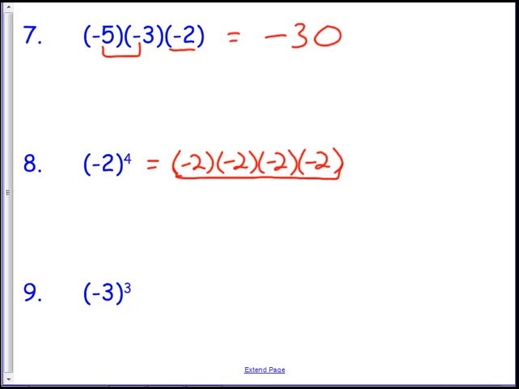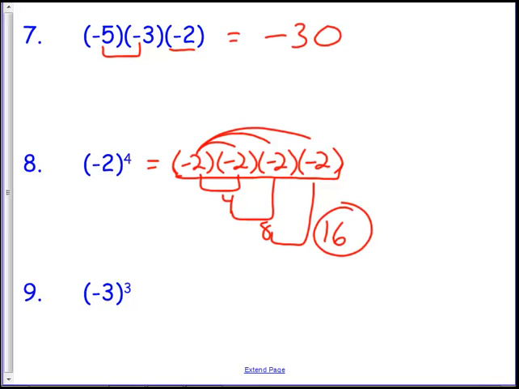Now I just need to think about what 2 times 2 times 2 times 2 is. 2 times 2 gives me 4, 4 times 2 gives me 8, and 8 times 2 gives me 16, and it would be a positive 16. Number 9, another exponent problem, but notice in this case it's to the 3rd power. So this would be a negative 3 times a negative 3 times a negative 3. Odd number of negatives tells me that my answer will be negative, and 3 times 3 is 9, and 9 times 3 is 27. Negative 3 to the 3rd power should be a negative 27.